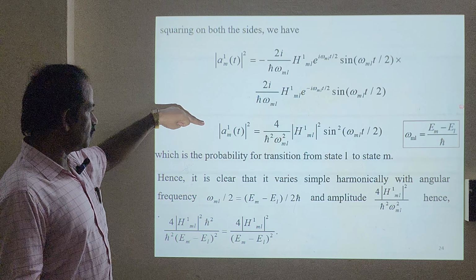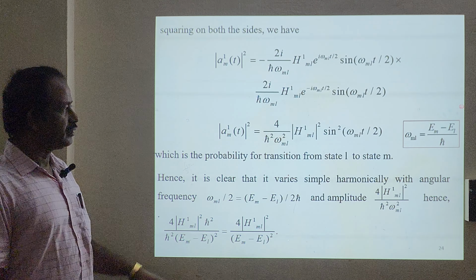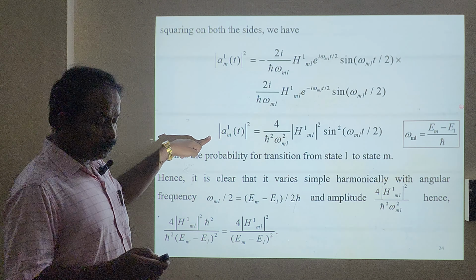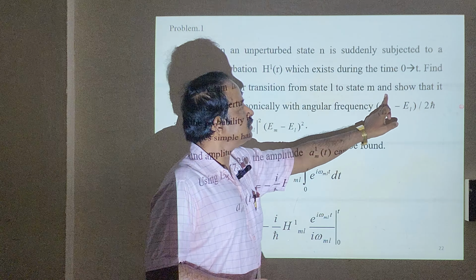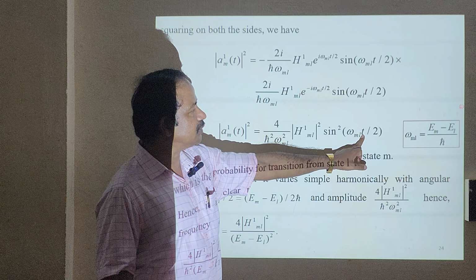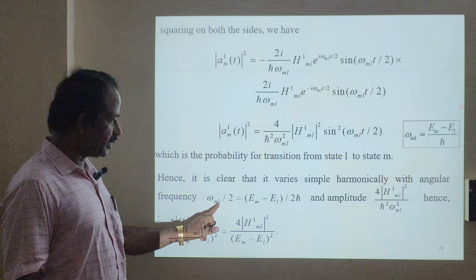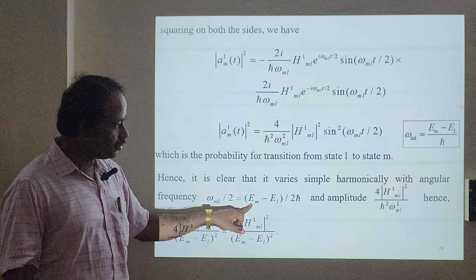It's a very simple one. So this is the probability for transition from state L to state M. Now we will have to go with the answer. It's given that the angular frequency is given by this and the amplitude is given by this. What is the angular frequency here? Look at the angular frequency. The angular frequency is nothing but omega ml t by 2. So omega ml by 2, which is equal to Em minus El divided by 2 h bar. We know already omega ml equals this. So by 2 will give you divided by 2, and this will become 2. See, that's why I have written like this.